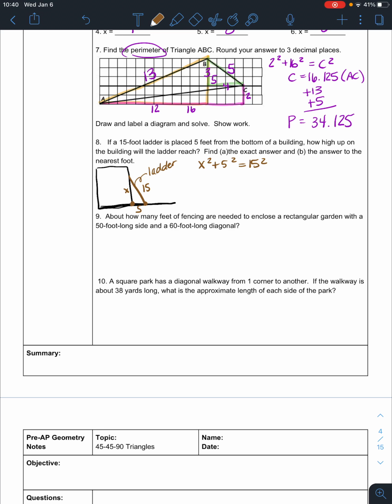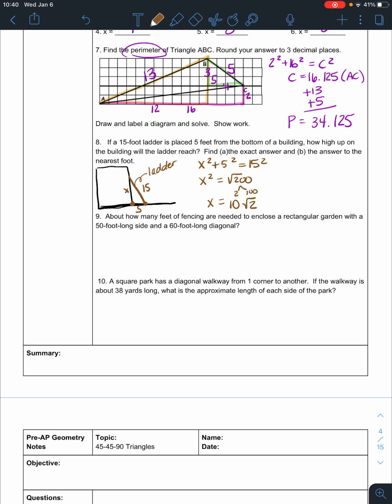Now the first it says find the exact answer, and then it says find it to the nearest foot. So we've got 225 minus 25, so you get x squared is equal to 200, so x is the square root of 200. When we simplify that, we get that x is equal to 10 root 2. Buddies go out, pairs go out, radicals stay in. Okay, so then we've got x is 10 root 2.